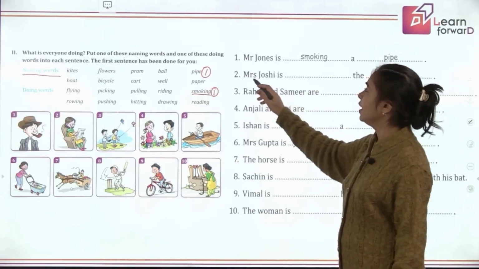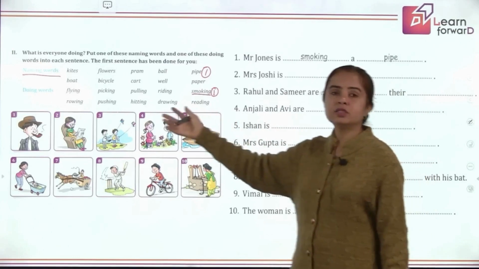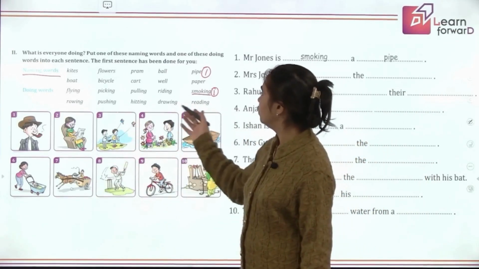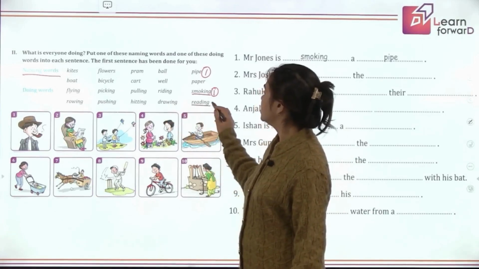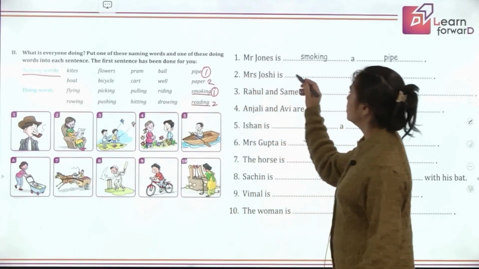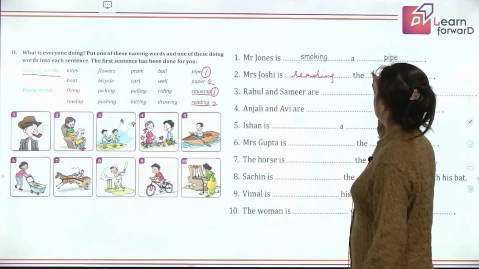Now, moving to next, Mrs. Joshi is dash the dash. What is Mrs. Joshi doing? Yes, she is reading. So, do we have that word here? She is reading. What is she reading? Paper. So, Mrs. Joshi is reading the paper.